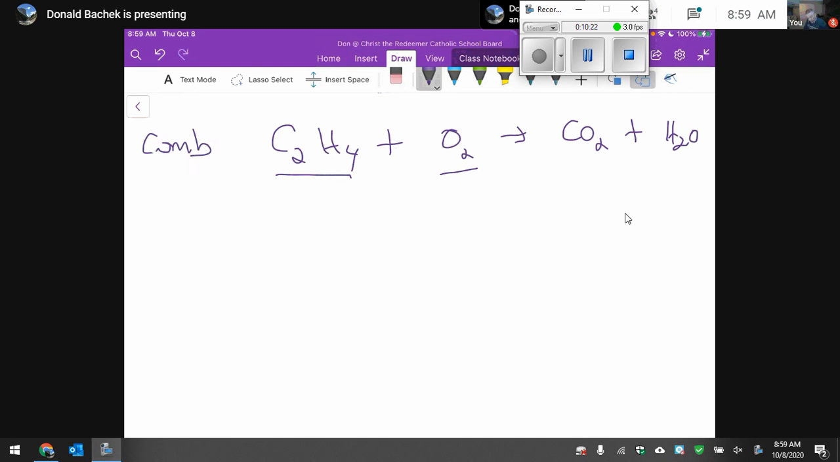Balancing wise, again, I'd say, kind of start left to right. Start with the C's here. We got two C's here. So I want to make sure I have two here. I'm going to put the two there. Okay. We have four hydrogens. So again, 2 times 2 is 4 hydrogens right there. So that's 4 oxygens and 2 more, that's 6 oxygens. So I'm going to put a 3 here to make that 3 times 2 is 6. Okay. And again, that's a combustion reaction.